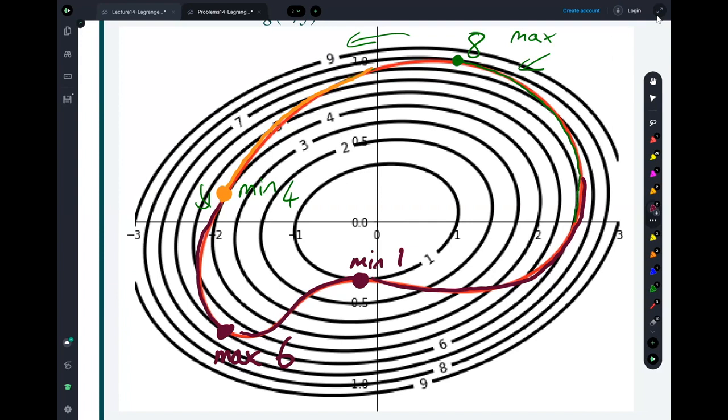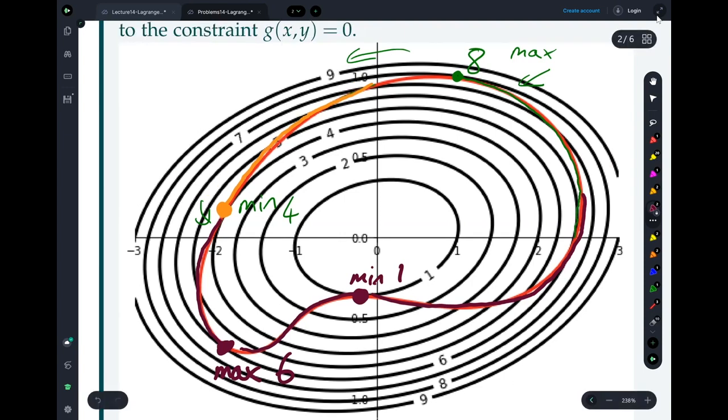Just follow a little trajectory going around to see where you get to being a tangent to the curve. So we've got these values here. We've got 1, 4, 6, and 8. So we know that this one up here is an absolute or global maximum. This one here is an absolute or global minimum. And then these two here, this one's a local maximum, and this one's a local minimum.